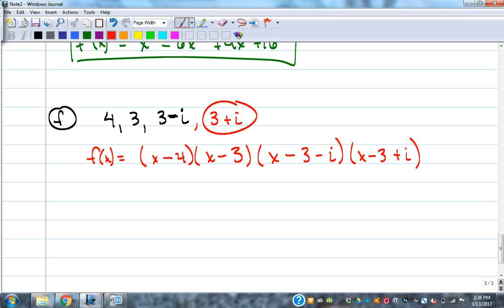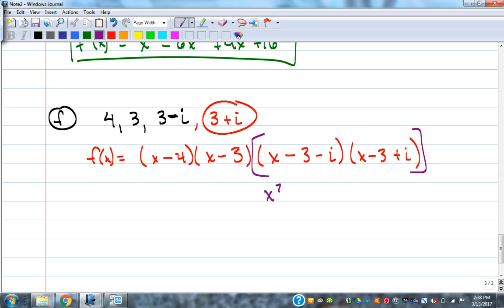Which one's the hard part? Stuff with the i's in it, no doubt. It's longer. There's 3 pieces in there. But it's no different than the stuff with the radicals. We just got to remember some things about i's and i squareds and i to the thirds, what they turn into. So we'll burn that bridge when we get there. So let's multiply first. We'll do these two.